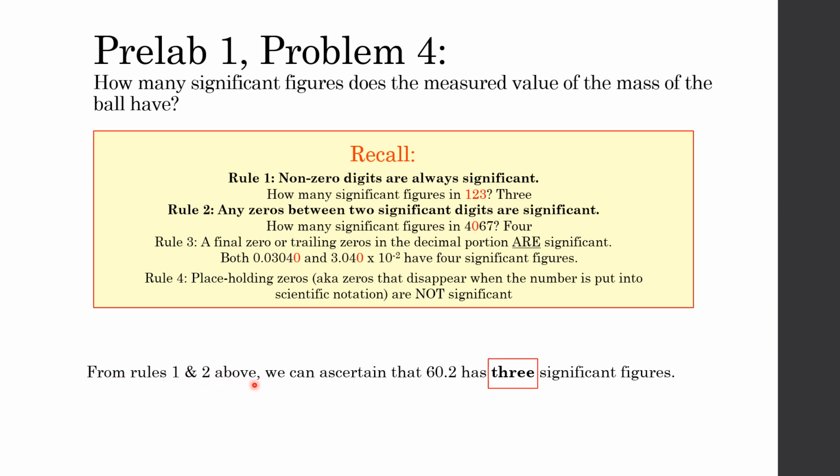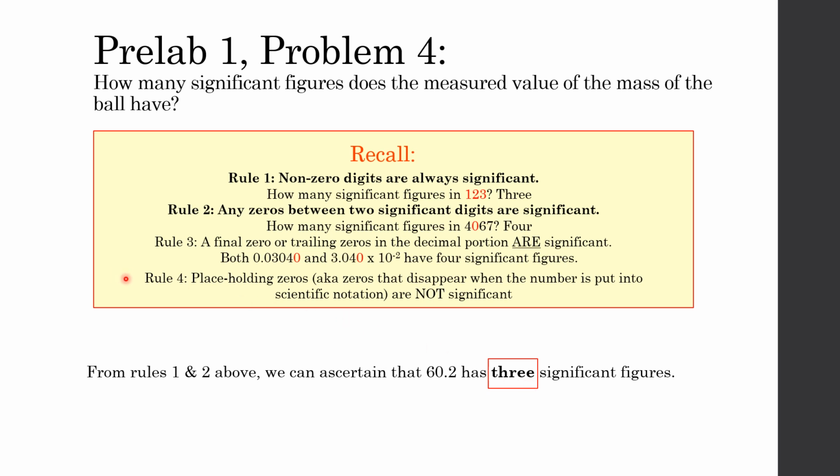So we know from rules 1 and 2 that 60.2 has 3 significant digits. The only thing you might have been questioning is whether or not the 0 is significant, and rule 2 tells us that indeed it is significant, which gives us our 3 significant digits.